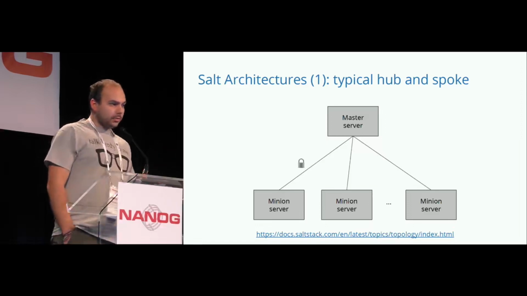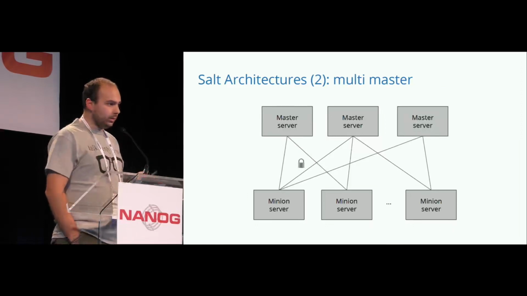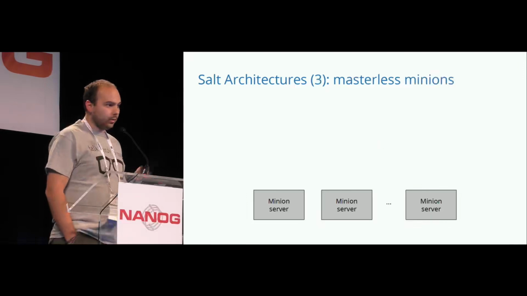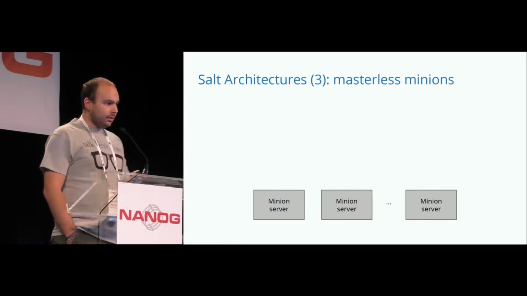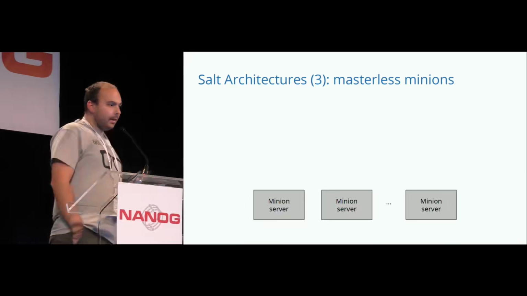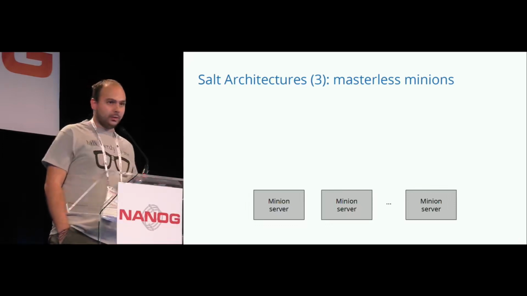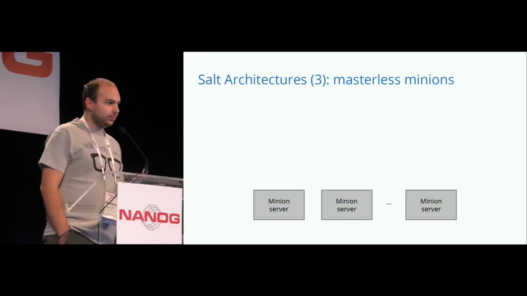Besides this hub and spoke, you can also have a more complicated architecture where a minion contacts multiple masters, not only one. Or you can avoid the master altogether, and each minion will be able to take decisions by itself. What I'm saying by this is to install the software directly on the network device. And you can do so.